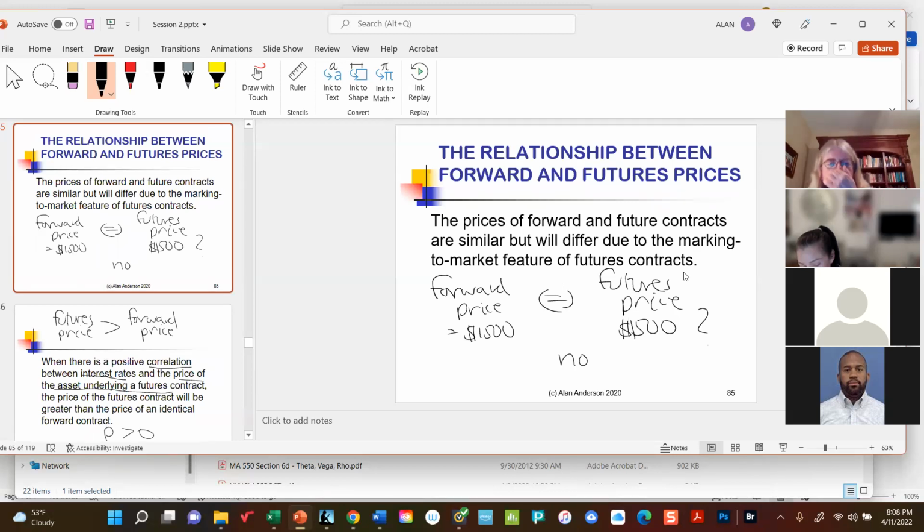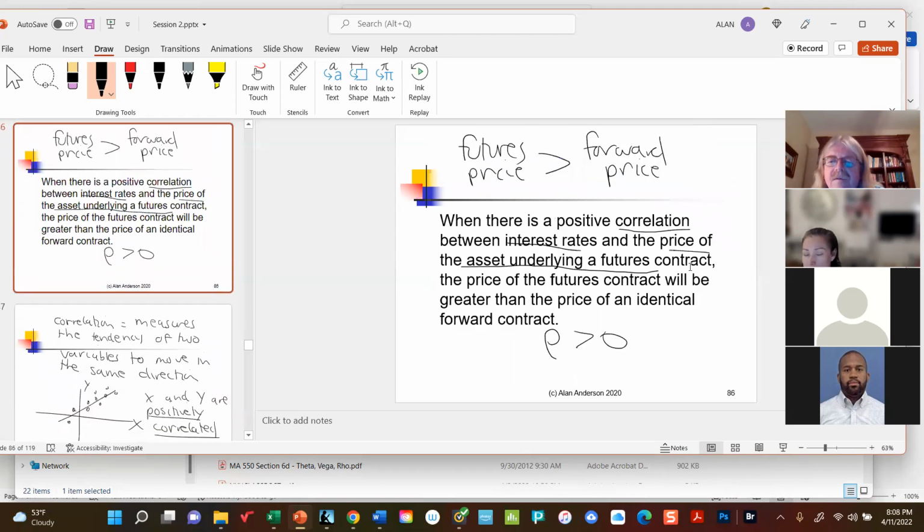Yes, here it is. This is what we're really building up to. The relationship between forward and futures prices: there's no guarantee that they'll be equal to each other because of the marking to market process. That throws it off a little bit. So the question is, how and why is this happening? Well, it turns out that the relationship between the futures and the forward price depends on the asset underlying these contracts and how closely it is correlated with interest rates.